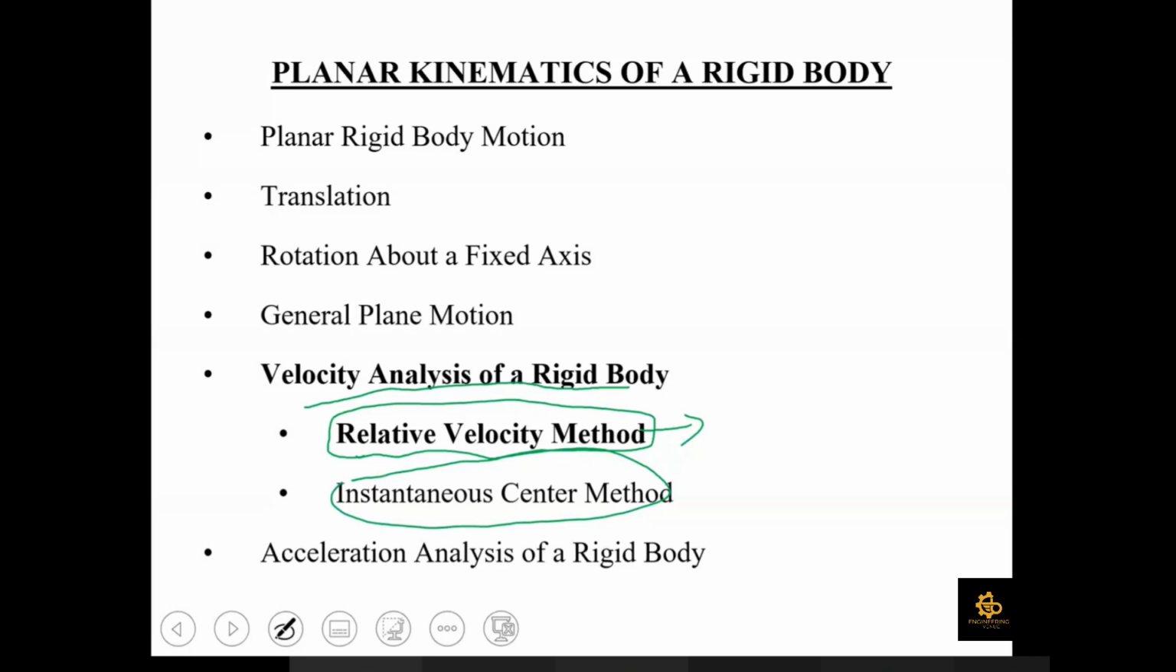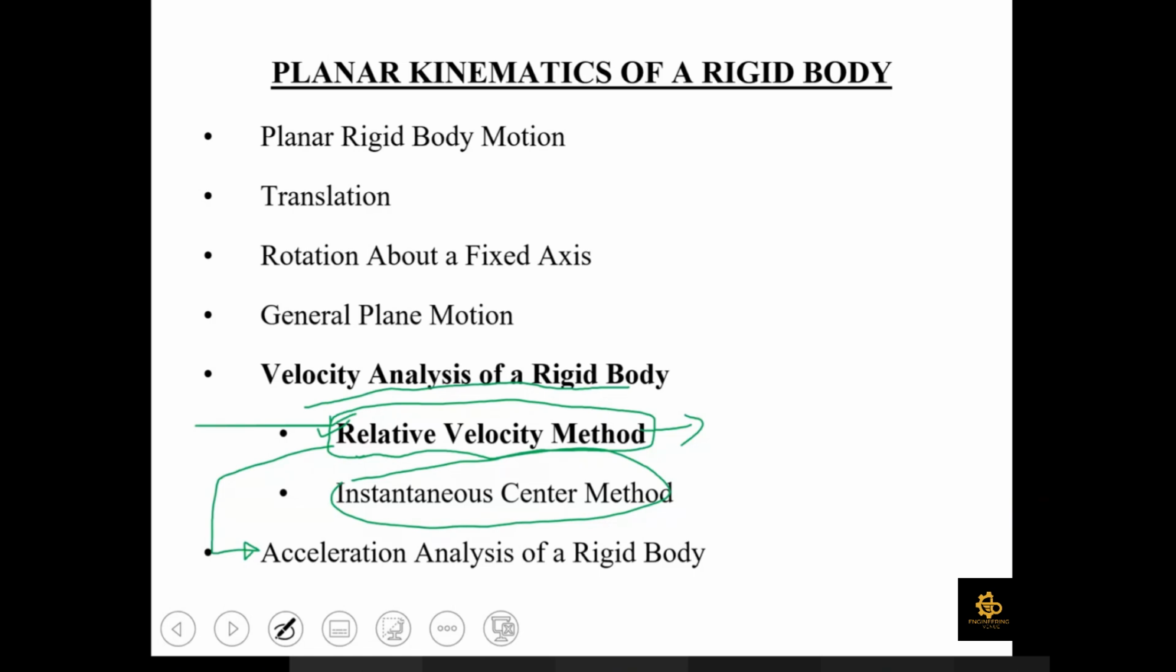Probably इस week तो time नहीं मिलेगा, next week अगर time मिलता है तो we are going to go through this instantaneous center method as well. However, after completing this relative velocity method, we will directly move on to the acceleration analysis, and we are going to complete the acceleration analysis first, and then if the time permits, उसके बाद हम instantaneous center method भी देख लेंगे. Okay, now what is this relative velocity method?